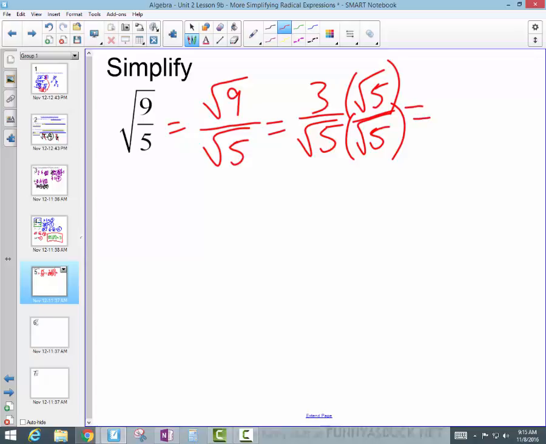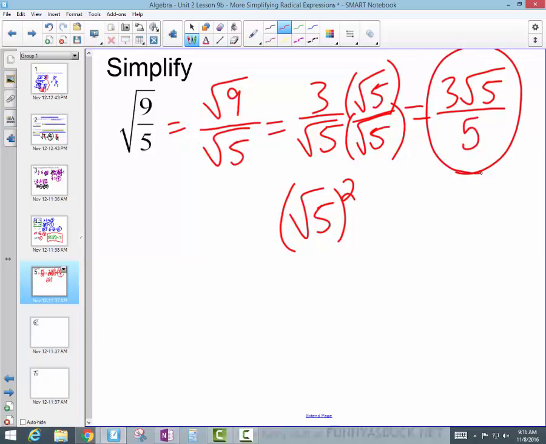But watch what happens. 3 times the square root of 5. Can't do anything with that. I don't see anything that I can clean up. I don't see anything I can cancel. That's just 3 times the square root of 5. But here's what we get, what we want. We have the square root of 5 squared. We have the square root of 5 times the square root of 5. And we recall that those radicals cancel each other out, because the square root of 5 times the square root of 5 is just 5. I know it still looks messy, but 3 root 5 over 5 is now simplified.